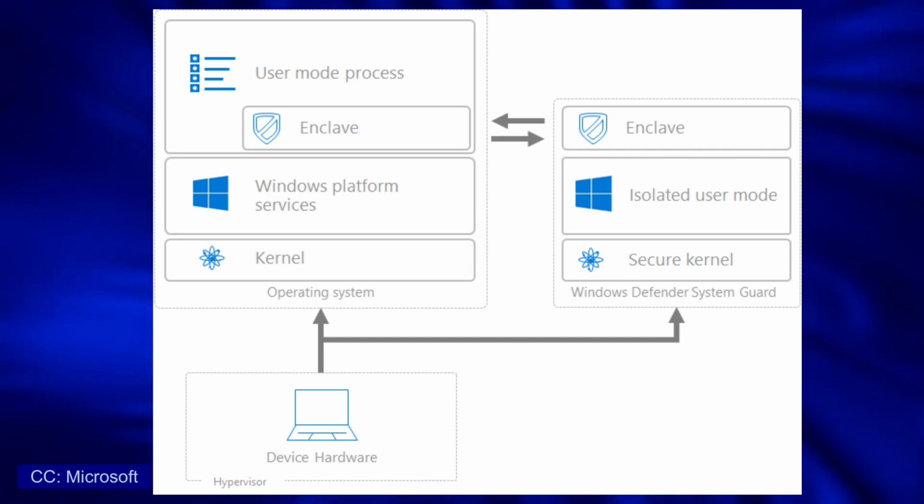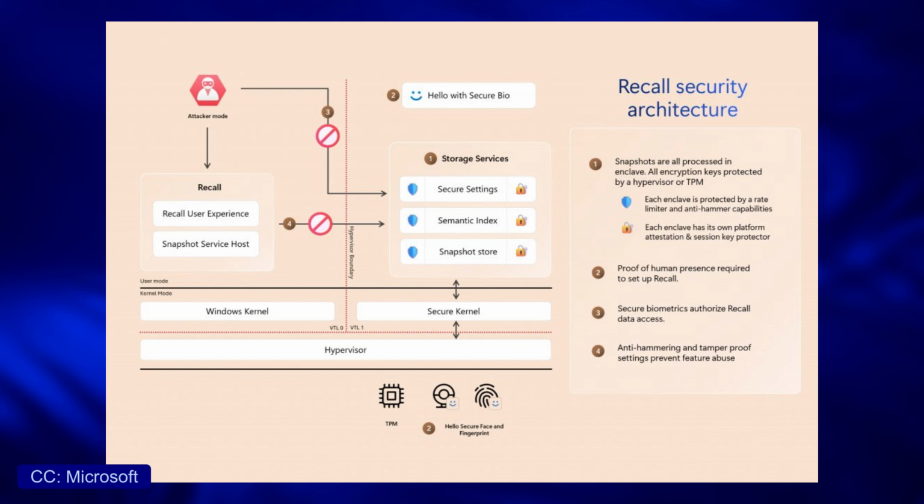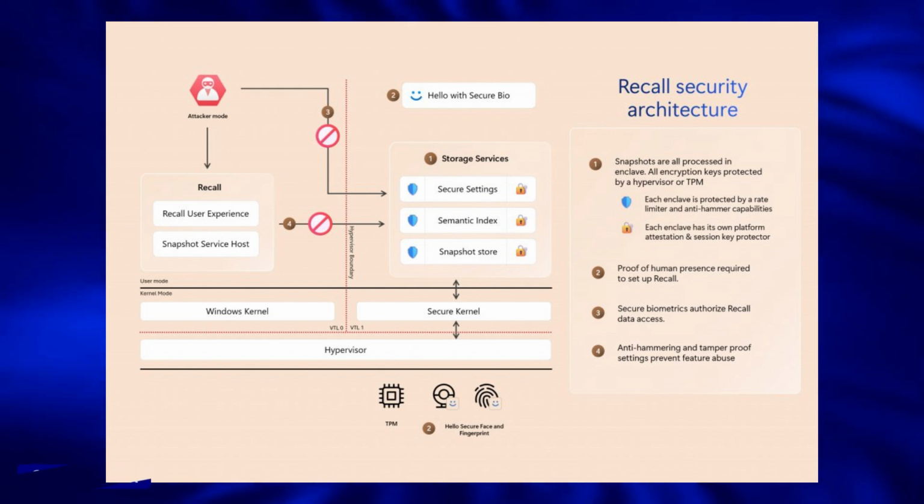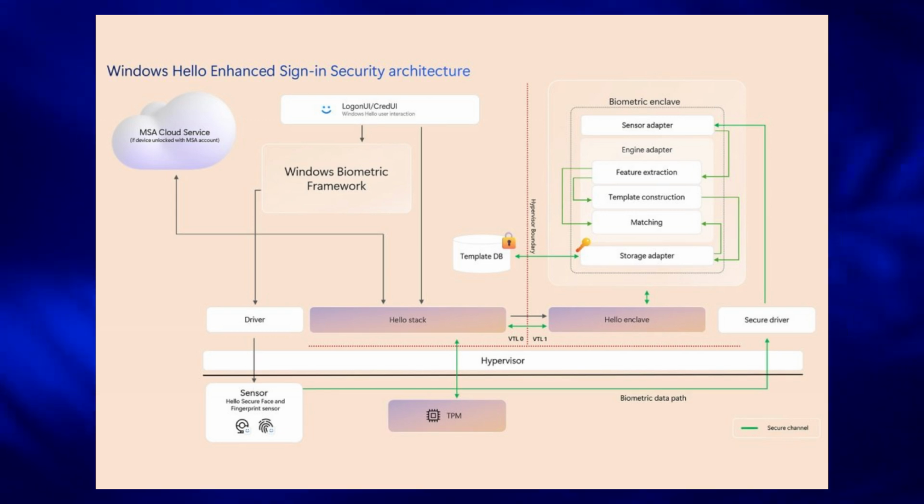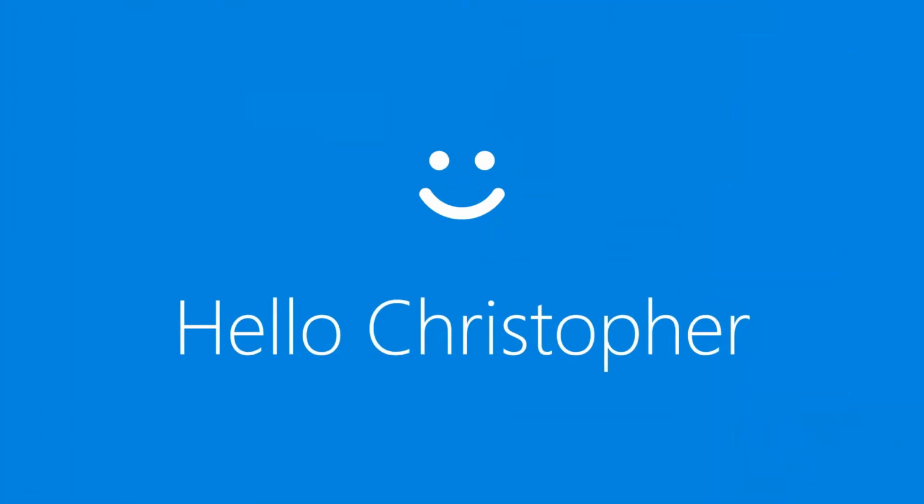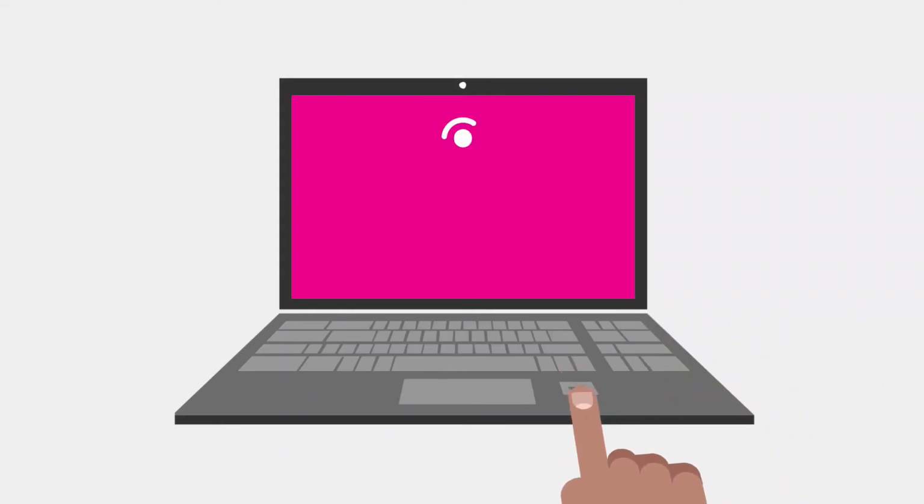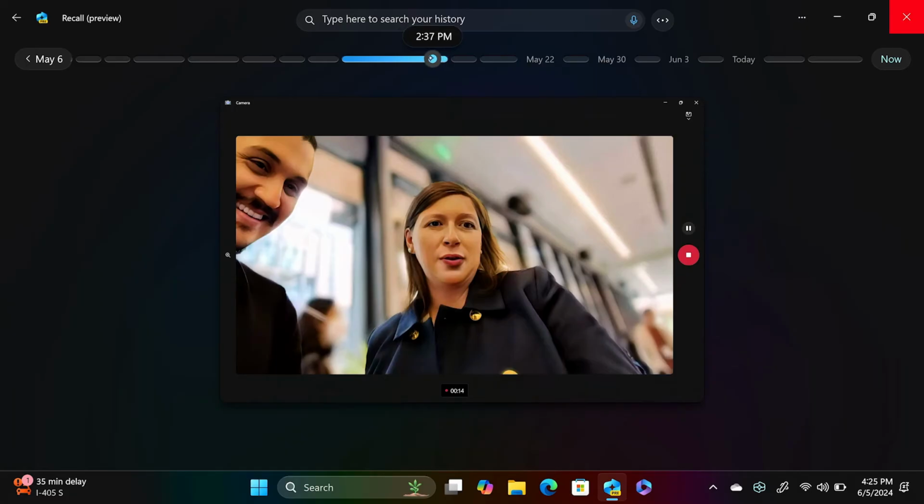The screenshots are now encrypted, and they can only be decrypted inside that secure enclave. Not even someone with root access can pull the data out directly. On top of that, accessing your Recall timeline now requires biometric authentication, or Windows Hello. That means facial recognition, fingerprint, or a secure PIN. So if someone gets access to your computer but can't pass Windows Hello, they can't see your Recall history.